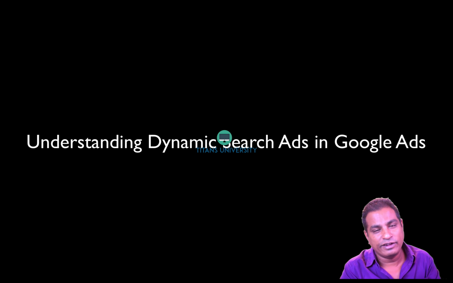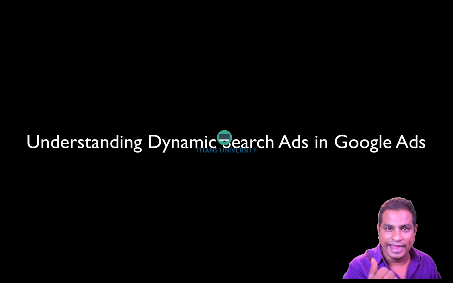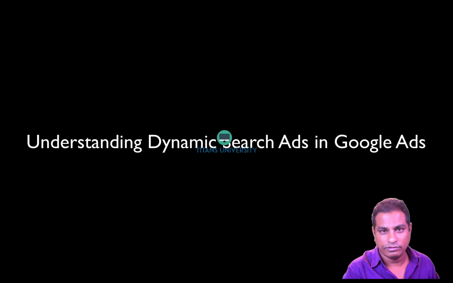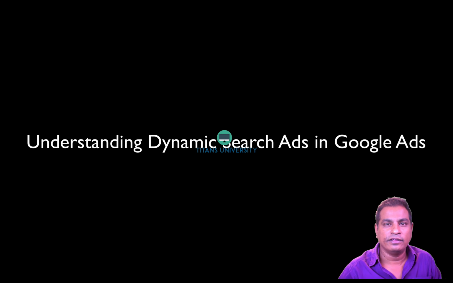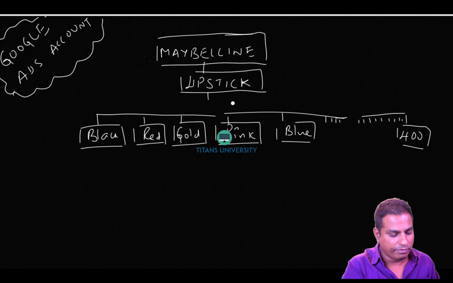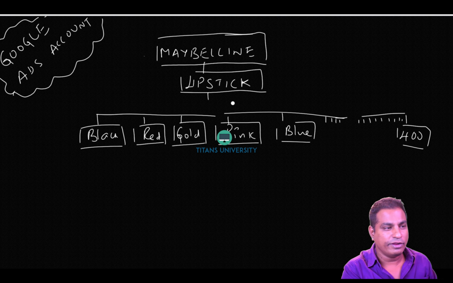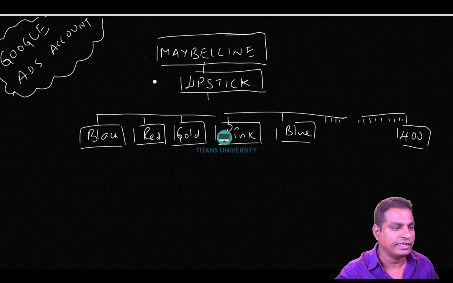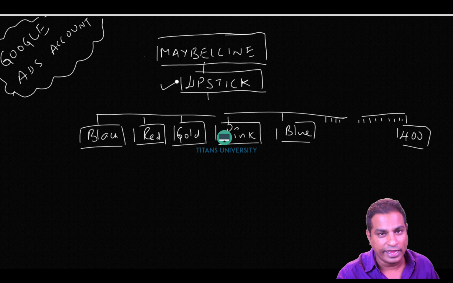Before we get into the detailed story, let me give you a situation. Imagine a client like Dell or Maybelline, who has a wide range of products, comes to you asking for your help to advertise on Google Ads. If Maybelline comes to you and says, I want you to help me advertise my lipstick range, and there are about 400 colors, you go ahead and create a Google Ads account. The account will be Maybelline.